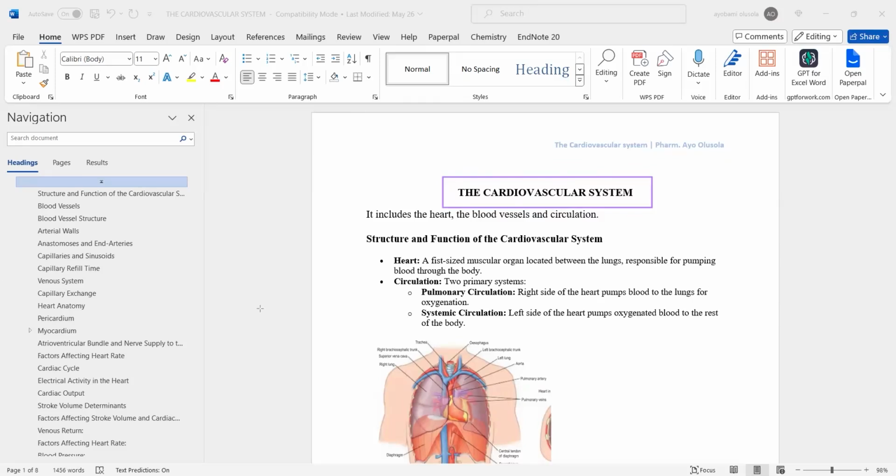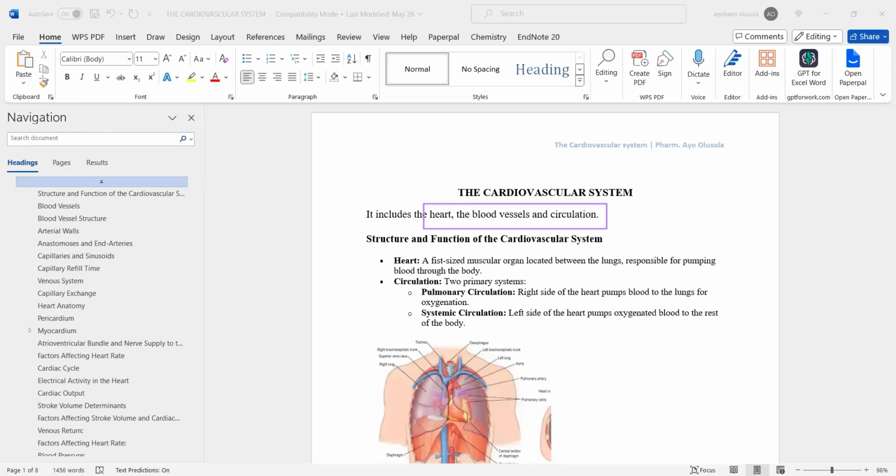The cardiovascular system includes three things. We have the heart, the blood vessels, and the process of circulation itself. The blood in our body moves around our body, and that's what circulation is all about.